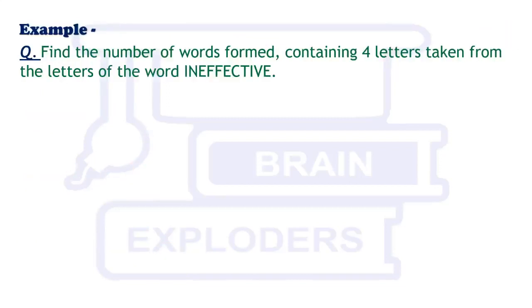Find the number of words formed containing 4 letters taken from the letters of the word ineffective. In the word ineffective, we have 3 E's, 2 I's, and 2 F's. Then we have an N, then a C, a T, and a V. So we will solve the problem with the help of multinomial expansion.